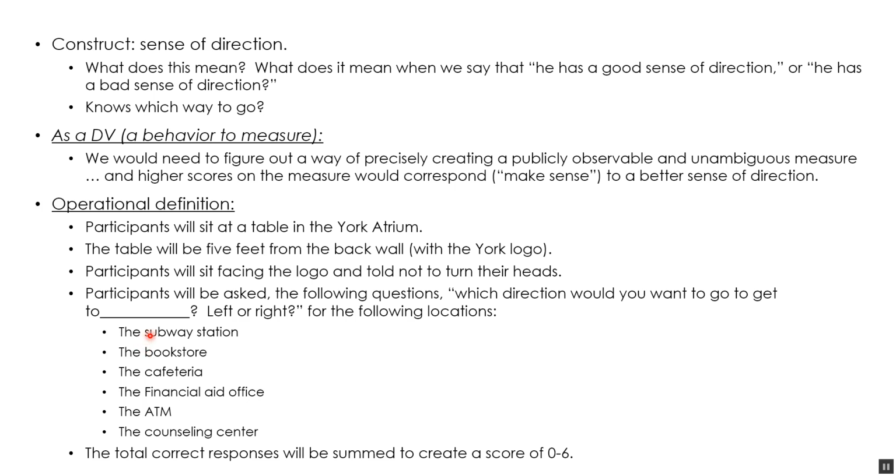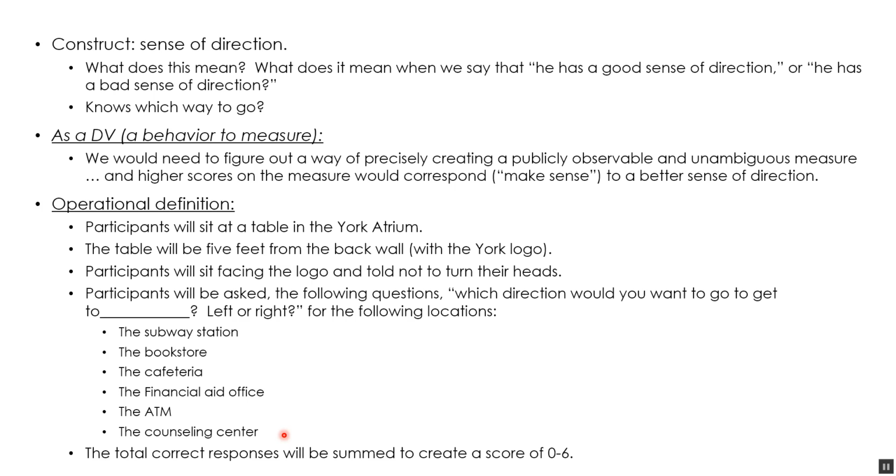And now think about it. You're sitting facing the York logo. Which way do you go to get to the subway station, left or right? The subject has to answer left or right, and it's unambiguous. They say left, they mean left, and either that's the correct direction. For the subway, it is the correct direction. For the ATM, left is not. For the counseling center, left is not the correct direction.